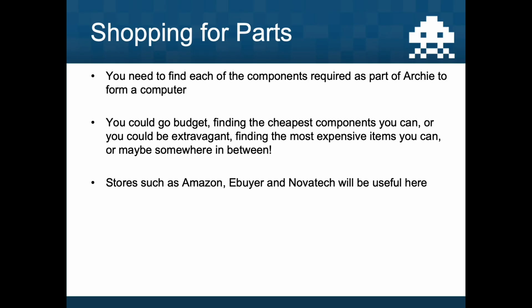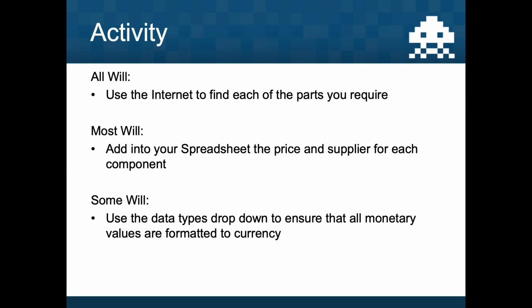So we're now ready to do our shopping. We need to jump on the internet and we need to go and find components for our computer. Now, stores such as Amazon, eBuyer and Novatech are going to be really useful here. Those are 3 companies that sell lots of computer components, and you'll definitely be able to find things like a CPU and RAM on those websites. Now, it's up to you how you do your budget. You could look for the cheapest possible computer you can find. You could go extravagant and find the most expensive items you can find, or you might go somewhere in between.